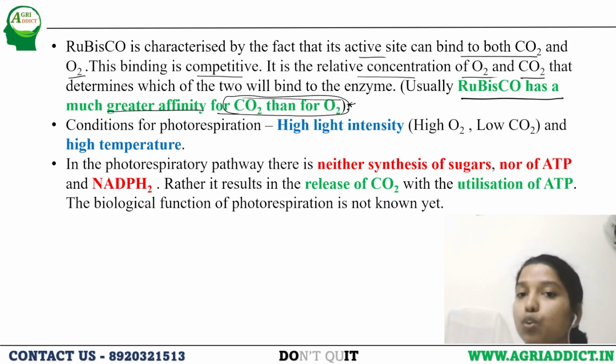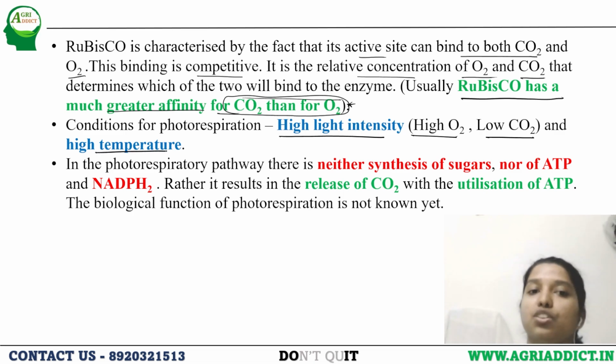The affinity of Rubisco for CO2 is more. The conditions for photorespiration are high light intensity, high concentration of O2, low concentration of CO2, and high temperature. During high light intensity and high temperature only, this will take place.